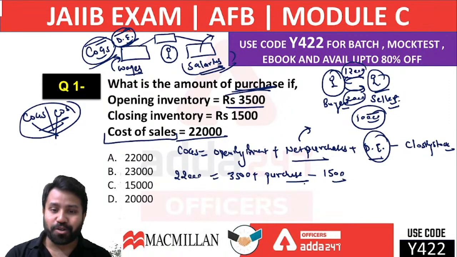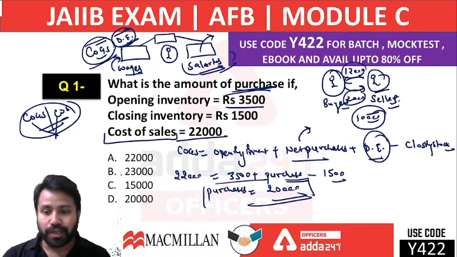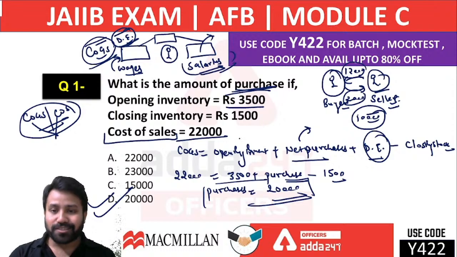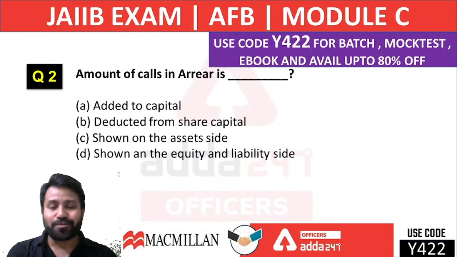Now just tell me what would be the answer. The purchases would be 20,000 rupees. So purchases of 20,000 rupees is the correct option, the last one. I hope everyone understood this. This is the way you are going to solve the questions in the examination, so I think everyone understood this. Okay, so just move on to another question.